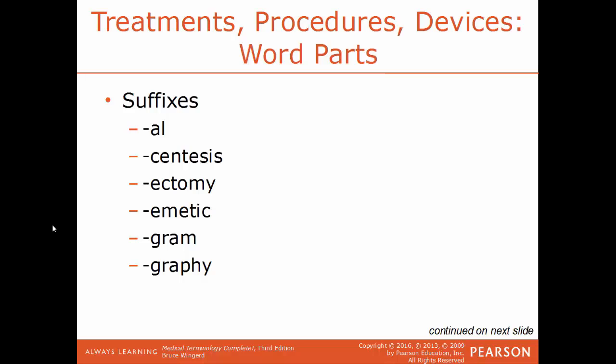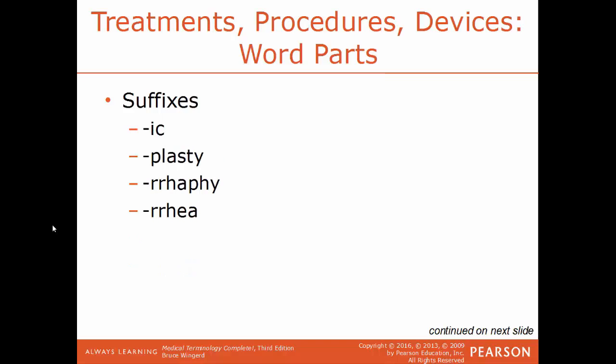Gram is a record or a result of a test. And the suffix -graphy is the process of recording. The suffix -ic means pertaining to. Plasty, the surgical repair of. Raphy is a reference to a suture. And last one here, urea, is a flow or a discharge.